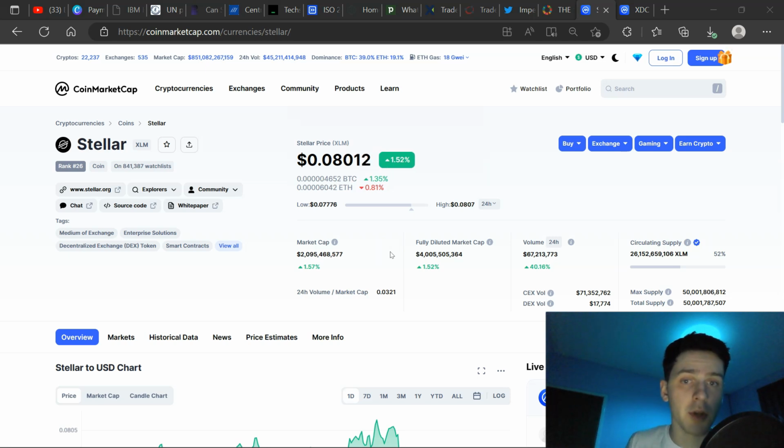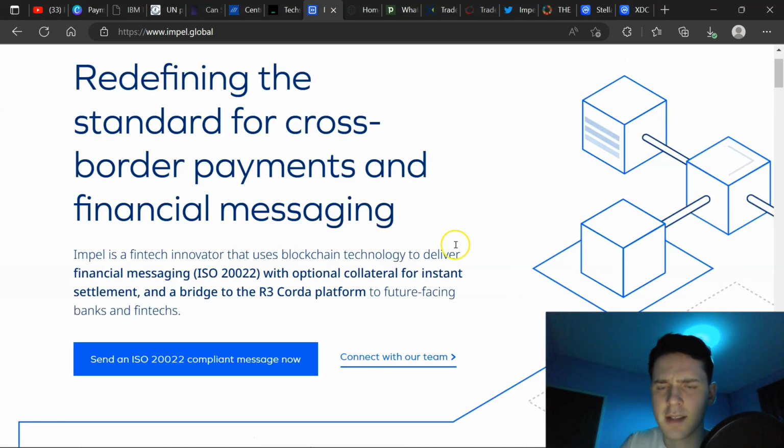There's many more use cases for payments when it comes to Stellar XLM. Just a couple of examples when it comes to past and present times. I think XLM is a fantastic bet, especially when it comes to retail, right? Dominating retail. Also, to XDC right now.